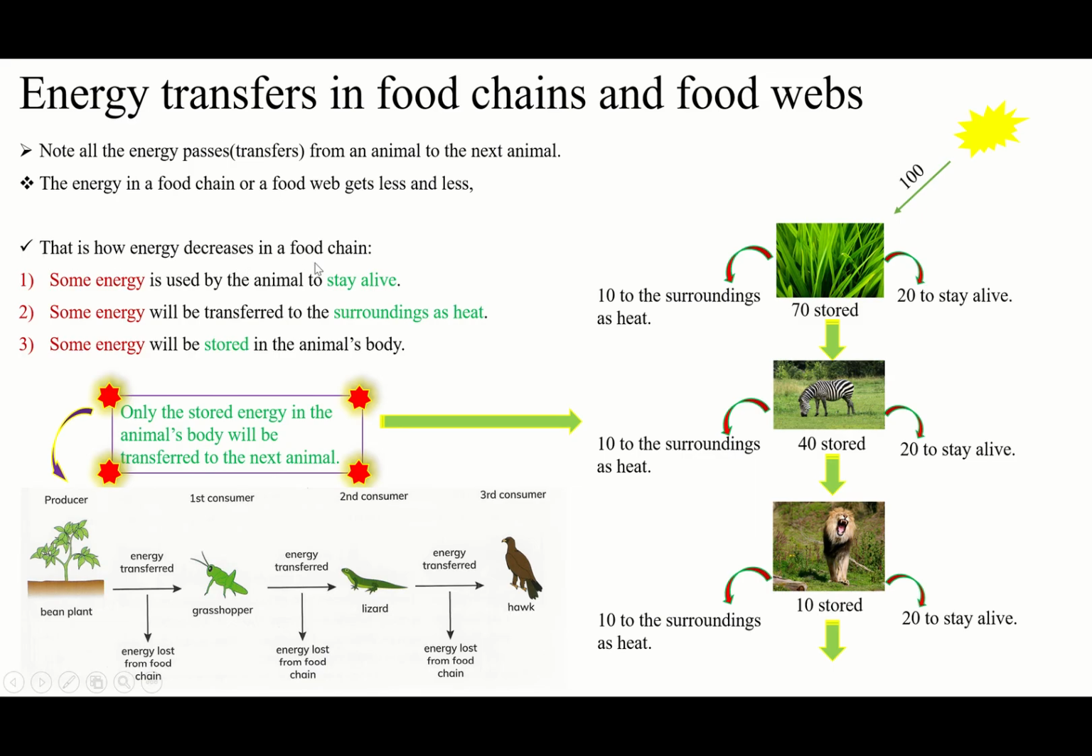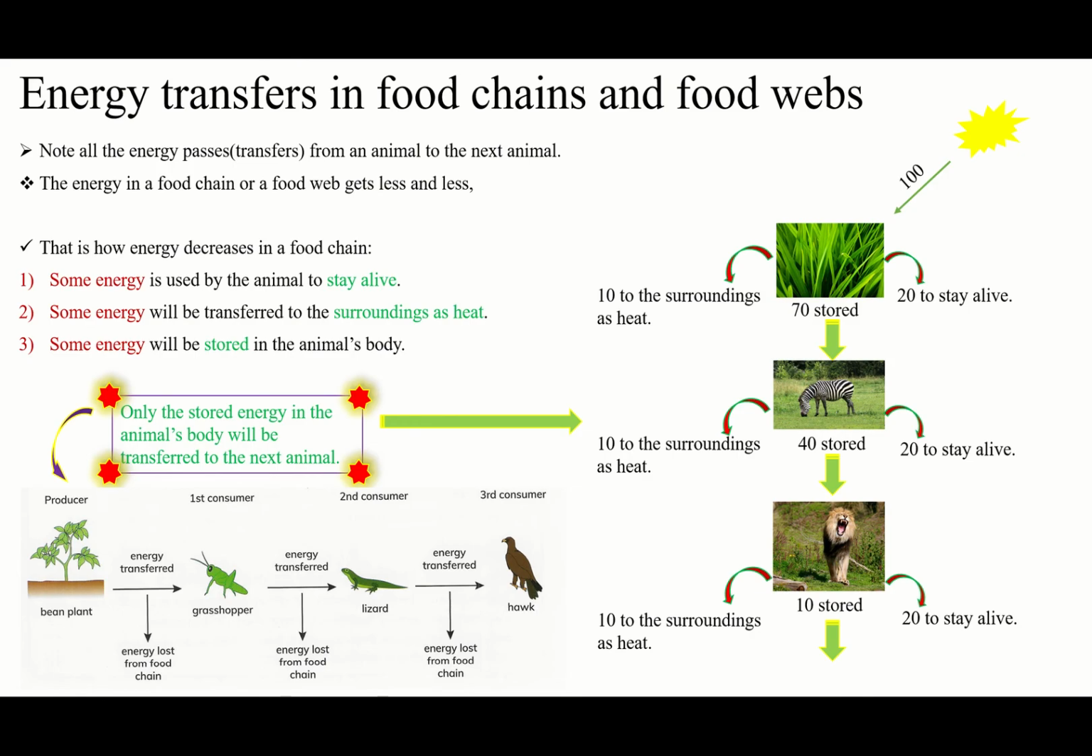But how? That's how energy decreases in a food chain. Let's see how. What happened to the energy that they decrease, okay? Guys, three things are going to happen to an animal during eating the previous animal or previous step. So this energy that transfers, for example, some the animal will use, the living thing will use to stay alive. Some of the energy directly it's going to use to stay alive, and some else will be lost and transferred to the surroundings as heat.